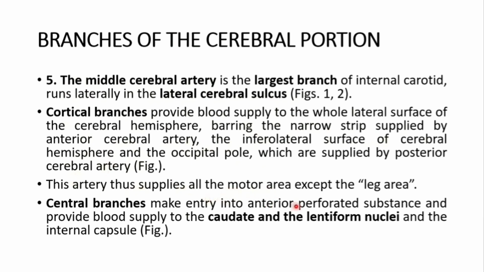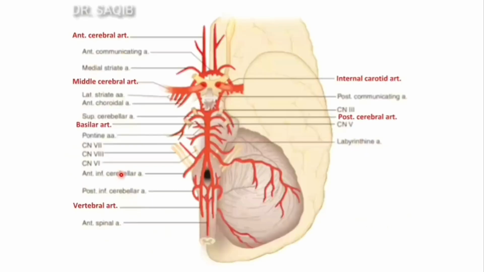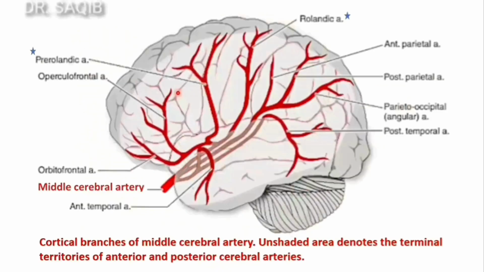This artery supplies all the motor area except the leg area. Central branches make entry into the anterior perforated substance and provide blood supply to the caudate and the lentiform nucleus and the internal capsule. Let's make use of the pictures, right? So we're talking about the middle cerebral artery. Here is the origin of the middle cerebral artery. And here you could see these are the cortical branches of the middle cerebral artery.